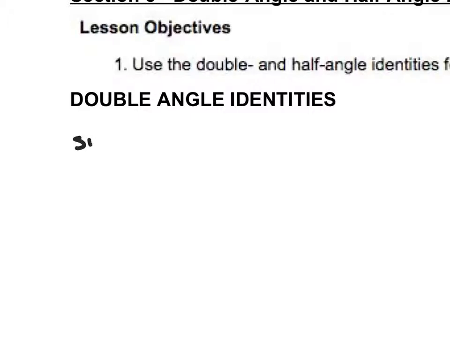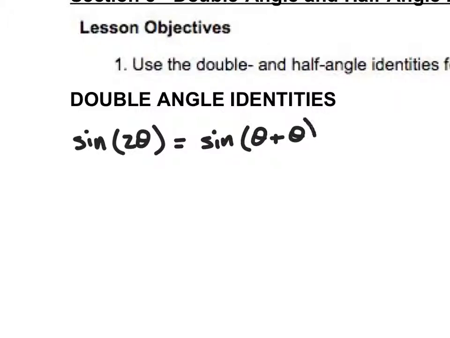So if I've got, say, sine of 2 theta, what I'm doing to this angle is multiplying it by 2. Now for me to get a formula for this, when I multiply something by 2, really what I'm doing is sine of theta plus theta. Now we learned in the last section that if we add two angles together, the sum and difference formulas, we can use that here.